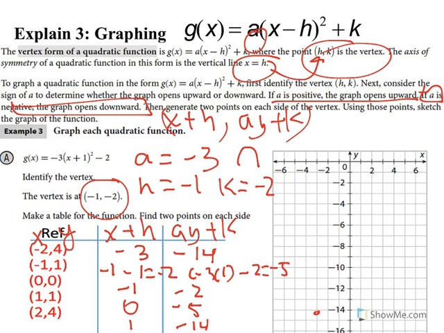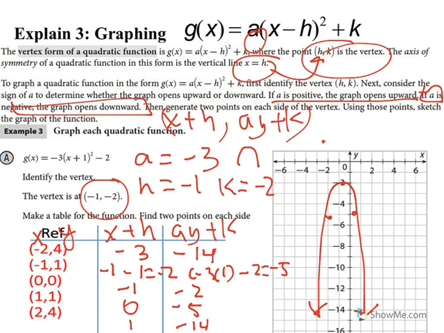And negative 2, negative 5, so it is somewhere here. And negative 1, negative 2, so it's here. And 0, negative 5, so it's here, and 1, negative 14, so it's here. So our graph is going to open down in this form, right?